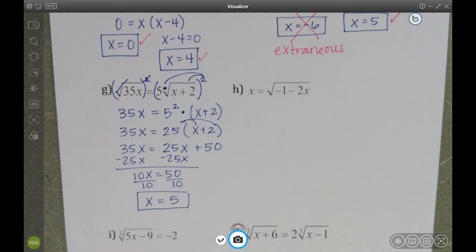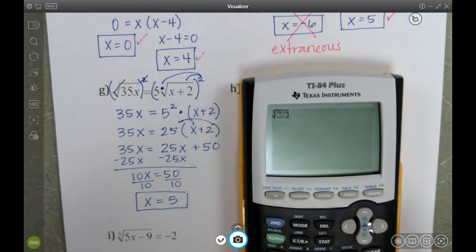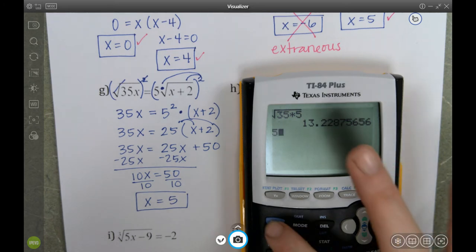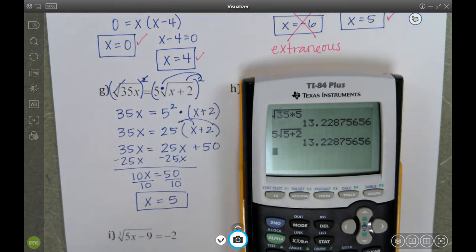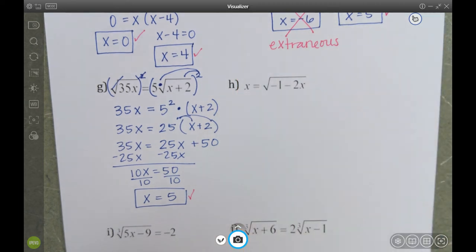Okay, so plug that in and check to make sure that it works. When I plugged it in, I got the same thing on both sides. So it worked.